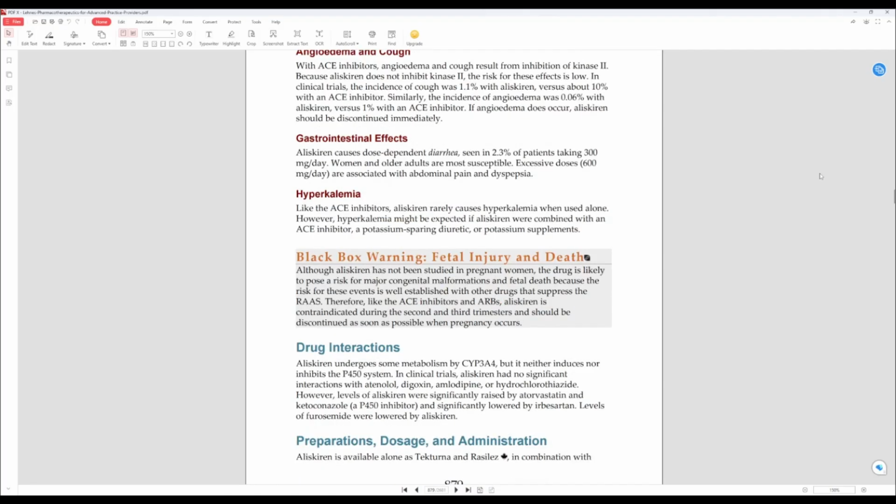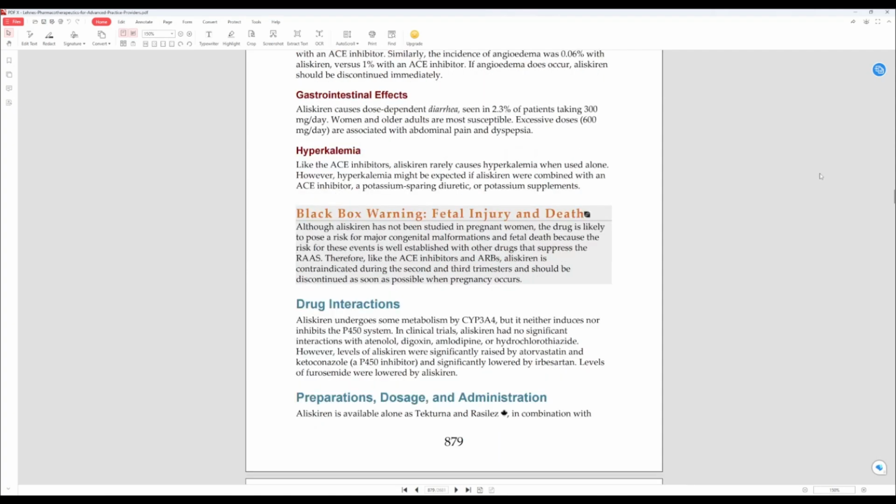So it does mention gastrointestinal effects. Aliskiren causes dose-dependent diarrhea that was seen in 2.3% of patients taking 300 milligrams per day. Women and older adults are most susceptible. Excessive doses, so patients who are taking 600 milligrams or above, are associated with abdominal pain and dyspepsia.